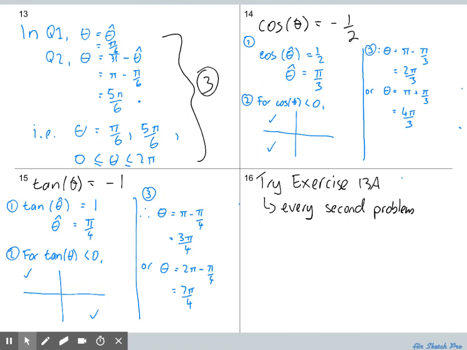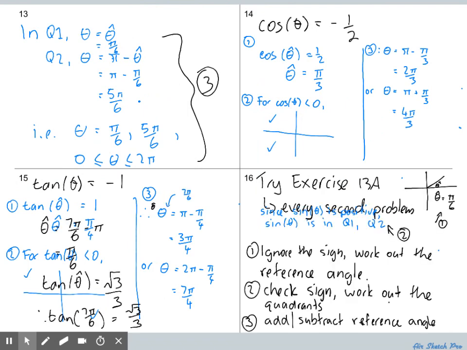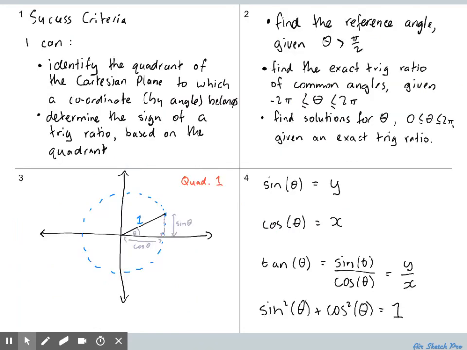Okay, just to finish off the lesson, it isn't quite 20, it is just turned 25 past. Let's just move back to the success criteria. And again, in your head, rate your confidence on each of those dot points. And if you're feeling not confident, then what's your pathway to success? What are you going to do next? Can you identify the quadrant of the Cartesian plane to which a coordinate belongs? Can you determine the sign of a trig ratio based on the quadrant?